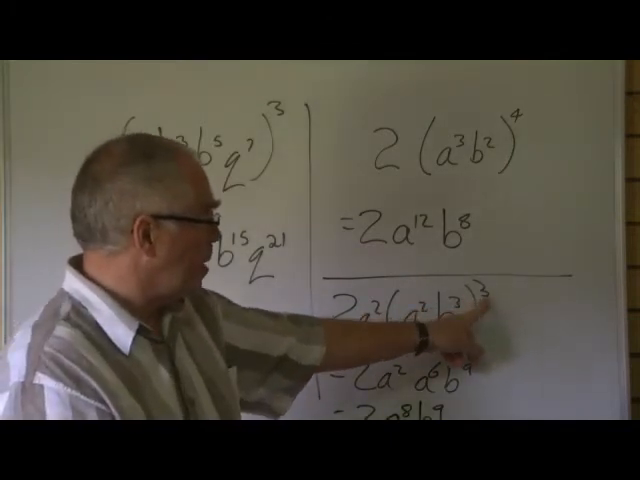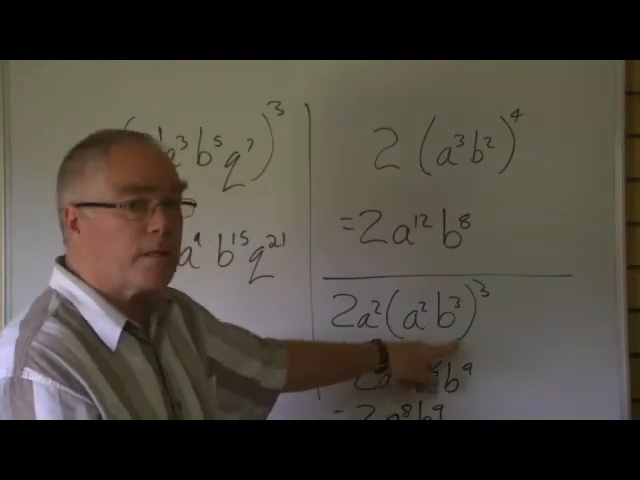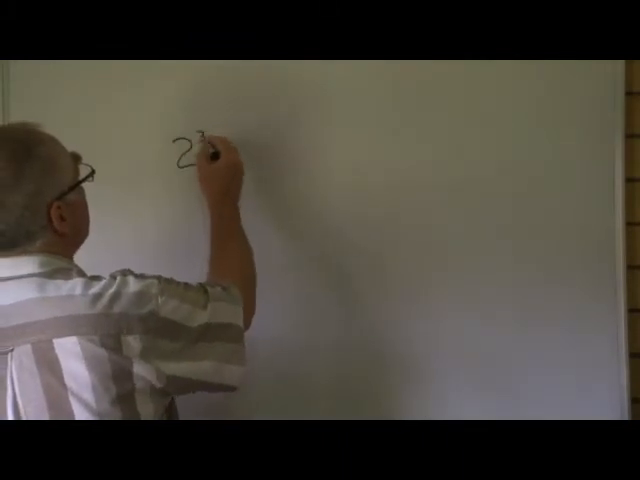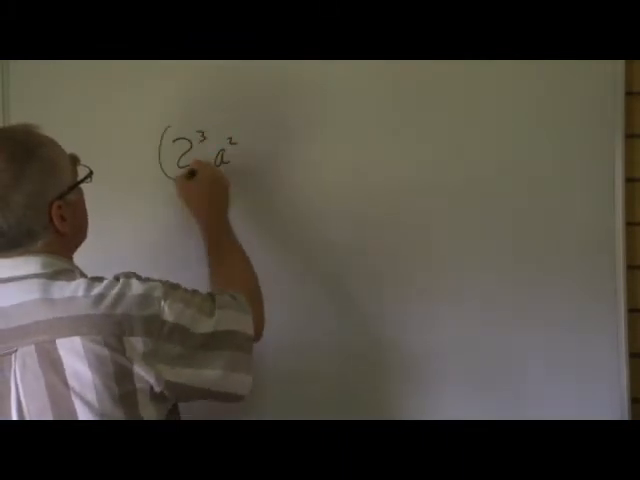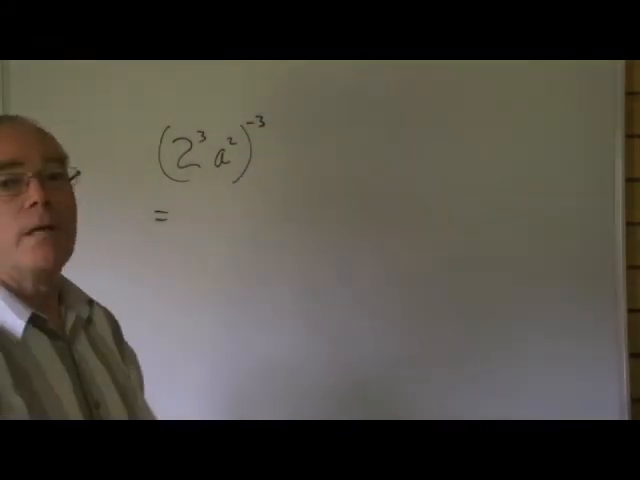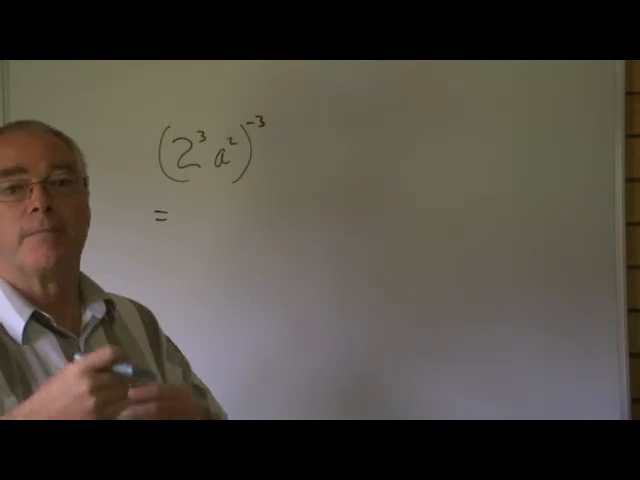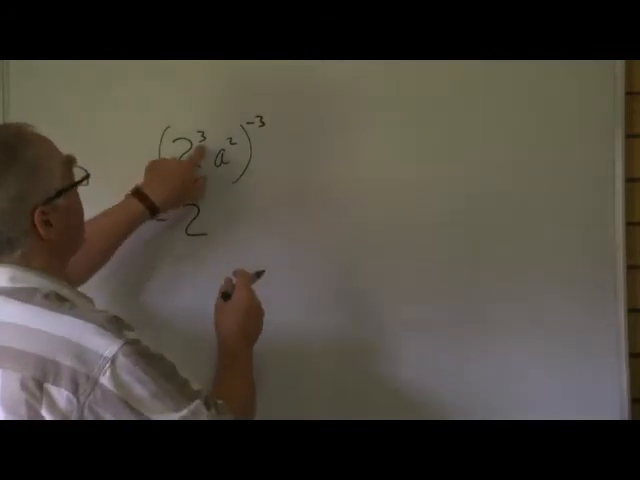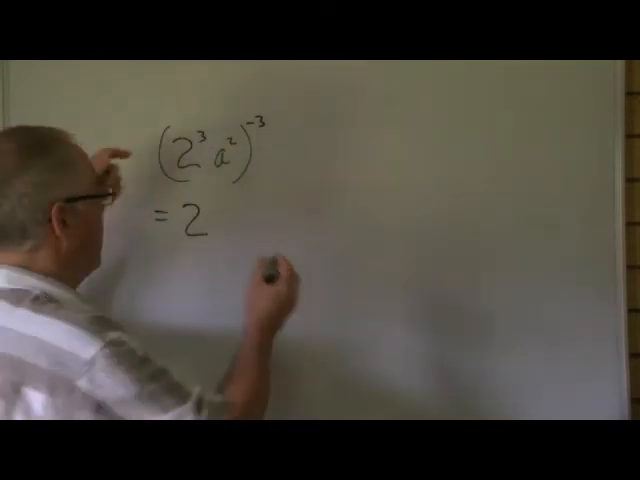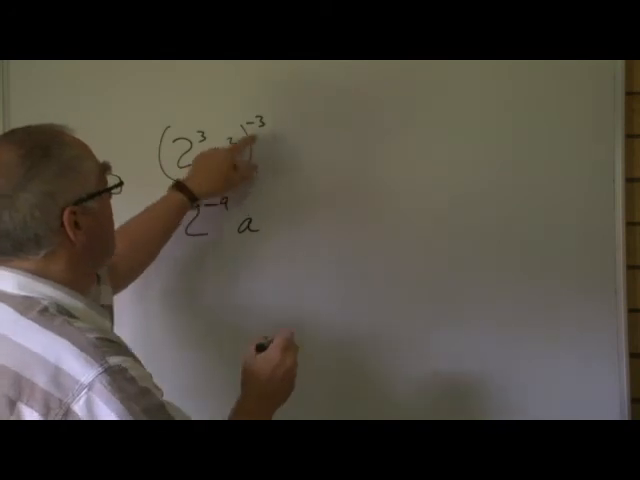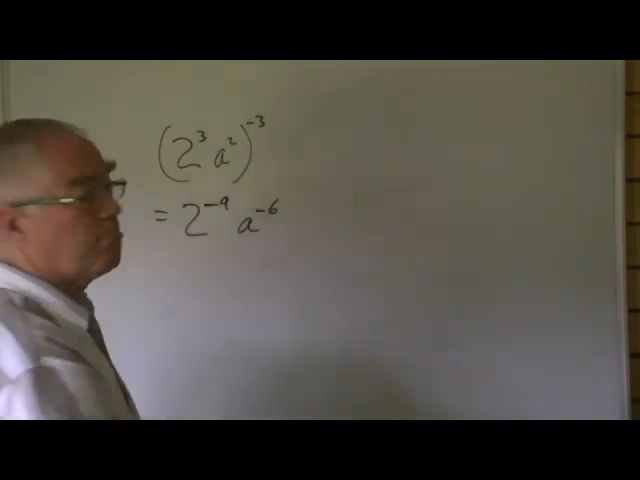Key point, this only applies to what's inside the brackets. Consider the following example. 2 cubed a squared all to the negative 3. Still works exactly the same way. You multiply the indexes. So here we've got to have 2 to the power of 3 times negative 3, which is negative 9. a to the power of 2 times negative 3, negative 6. Done.